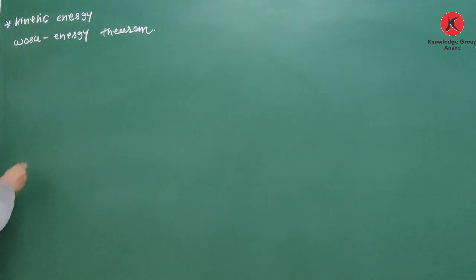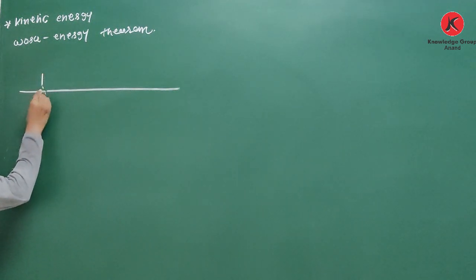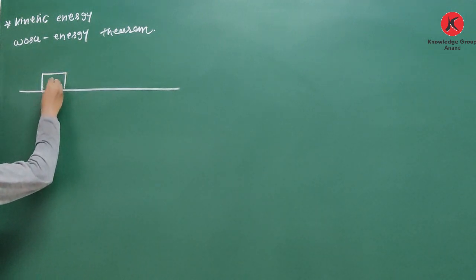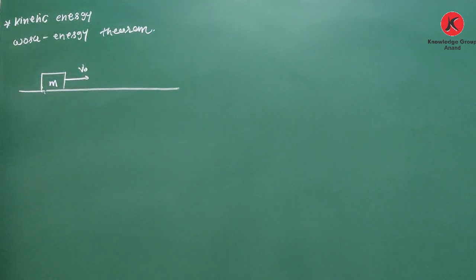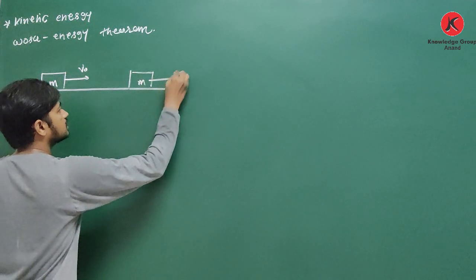For example, on a surface there is one block having mass m. Its initial speed is 0. We know from Newton's first law of motion that if we apply some external force, there is a change in its velocity, meaning it performs accelerated motion. So let some force be applied, and due to that force its velocity changes to v.